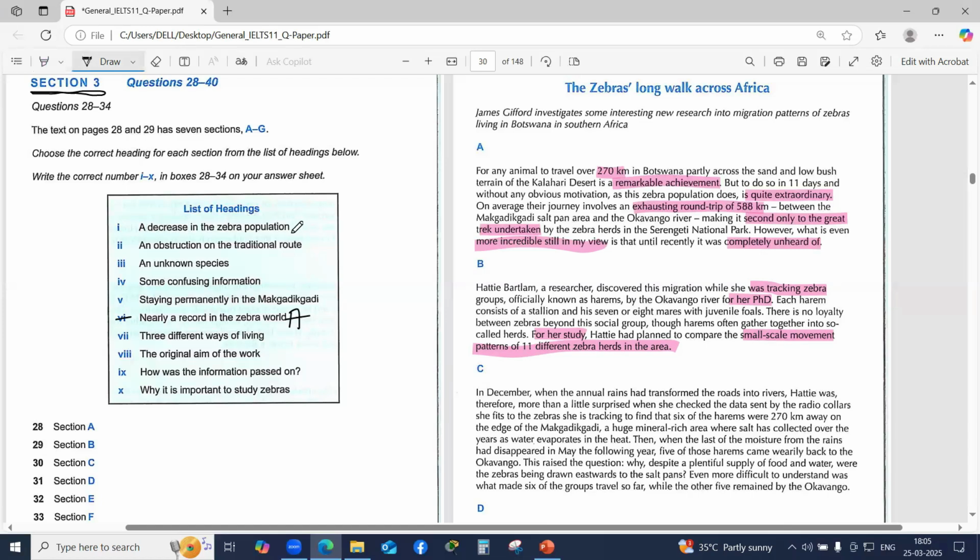Decrease in the population, no. Obstruction to any route, no. Unknown species, no. Confusing information, no. Staying permanently in a place, no. Different ways of living, 3 different ways of living, no. Original aim of the work, which is her PhD. Yes, exactly. Roman number 8 will match paragraph B.